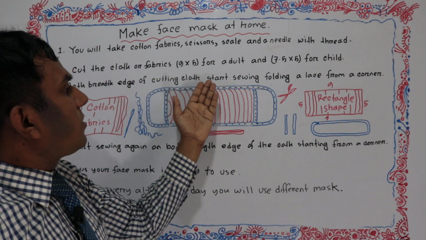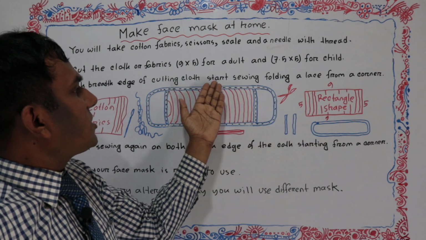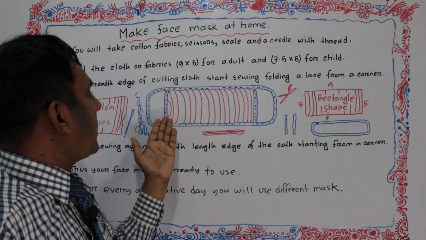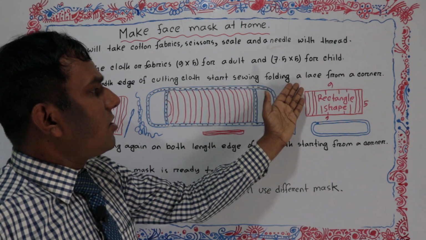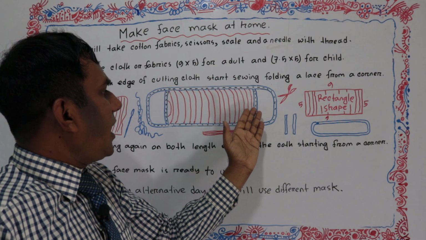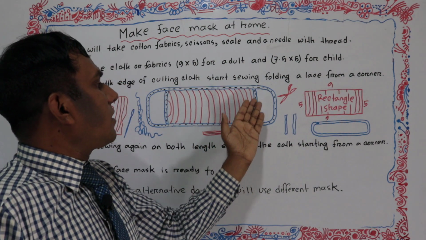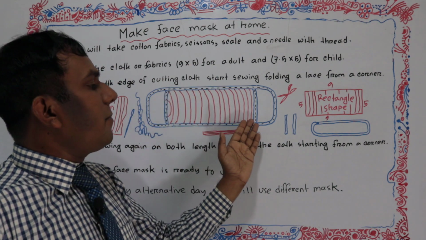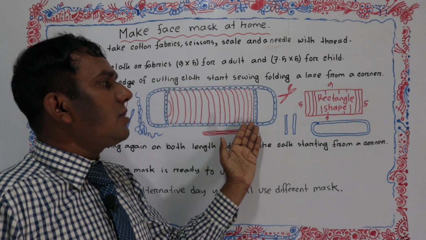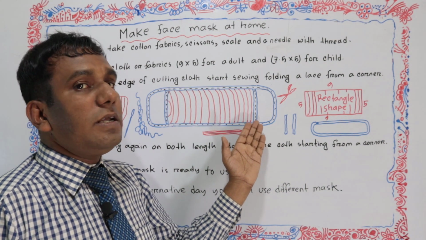of the cutting cloth, start showing, folding a lace like this from a corner, from here, there, here and there. From anywhere you can start sewing, or from any corner.